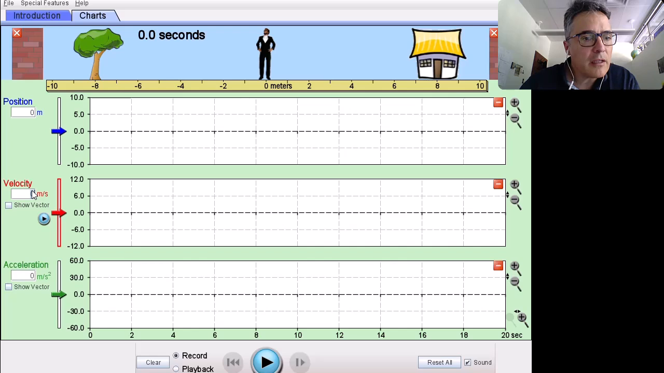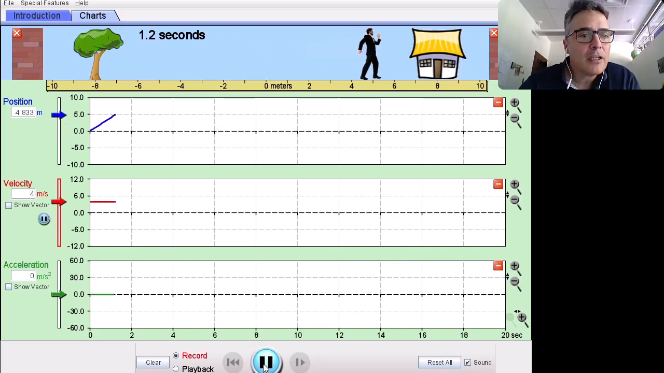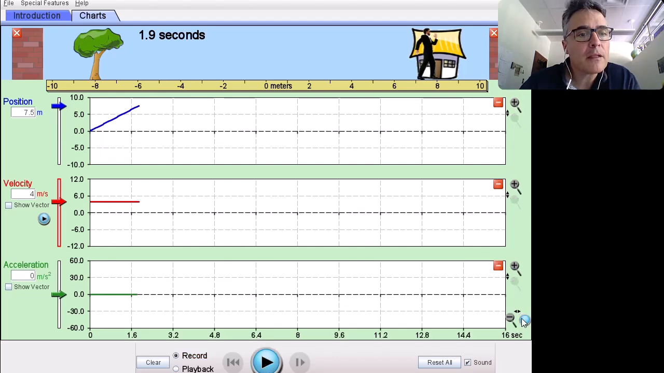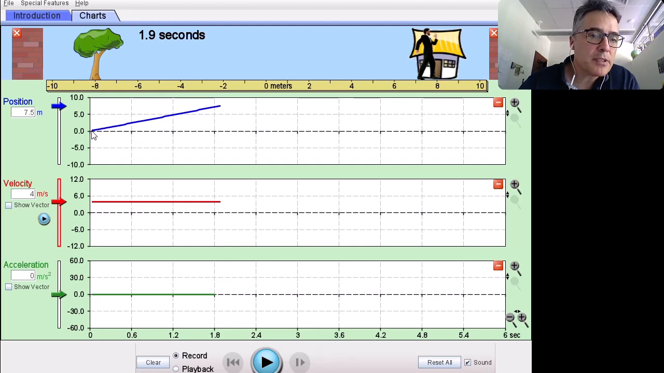Basically, if you give this guy a velocity of +4, for example, then he moves along, and you can see graphs of his position versus time. Here's 6 seconds. During the first 2 seconds, his position goes up. You can see it's 4.5 meters in 1.2 seconds. 4.5 divided by 1.2 is about 4 meters per second. And here his acceleration is 0.